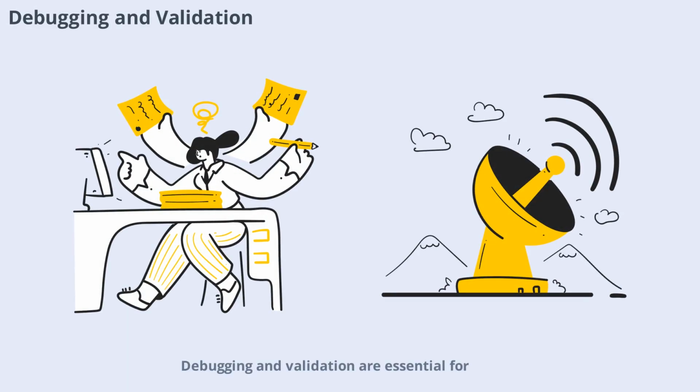Debugging and validation are essential for ensuring that your flow services execute correctly. Designer provides tools for testing, mapping data, and validating input-output against service signatures. Proper debugging helps identify issues early, supporting reliable and efficient process automation.